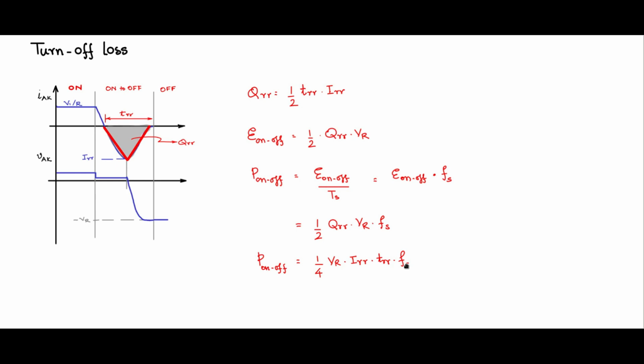We know the switching frequency. It is a design parameter. TRR is the reverse recovery time for the diode, which can be obtained from the data sheet. IRR is the reverse current depending upon the circuit. VR is the reverse voltage that is applied at the time of turn off. So these are all measurable and known from the circuit. Therefore, we can estimate the turn off power.